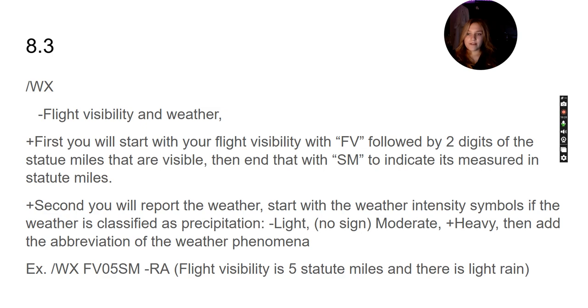Slash WX would be flight visibility and weather. First, you start with your flight visibility with an FV, followed by the 2 digits of the statute miles that are visible. Then end it with SM to indicate it's measured in statute miles. Second, you report weather. Start with weather intensity symbols if the weather is classified as precipitation. If it's raining or snowing, you would use the light, moderate, heavy symbols. Then add the abbreviation of the weather phenomena. So dash RA, slash WX FV05SM, that's 5 statute miles with light rain.